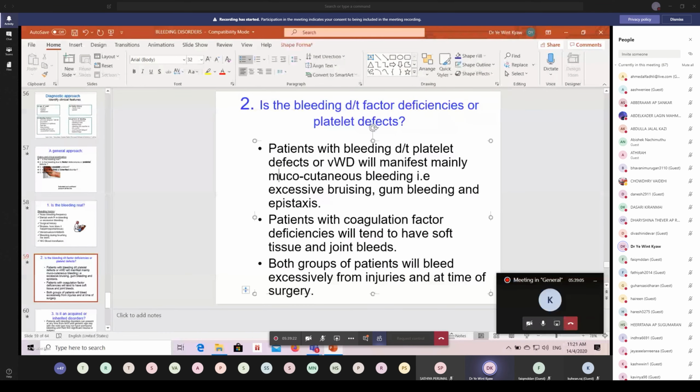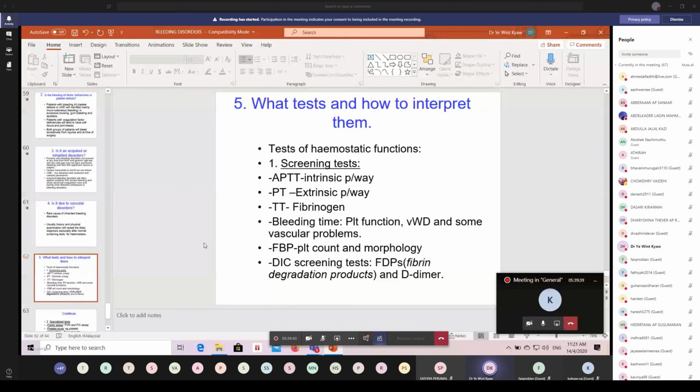So you need to ask the history and differentiate the type. You need to differentiate whether this is acquired or inherited. You need to differentiate whether this is a vascular disorder or not. And test APTT, PT, TT, and fibrinogen. They can detect according to their pathway. Bleeding time can detect platelet function. Full blood count tells you platelet count and morphology. DIC screening tests are FDP, fibrin degradation products, and D-dimer.